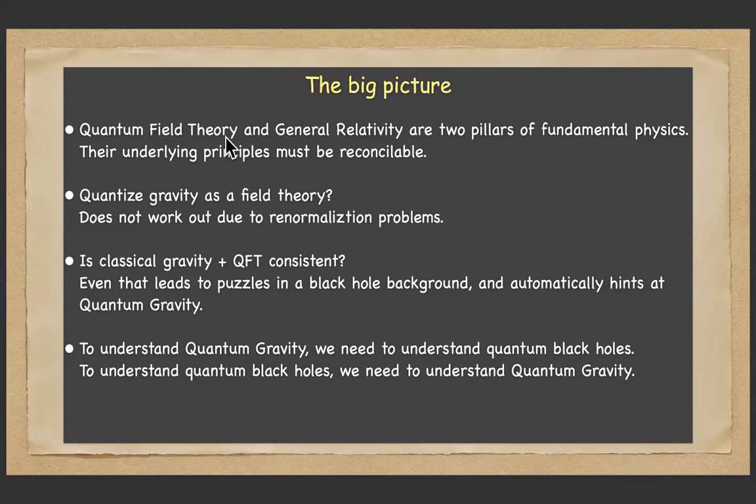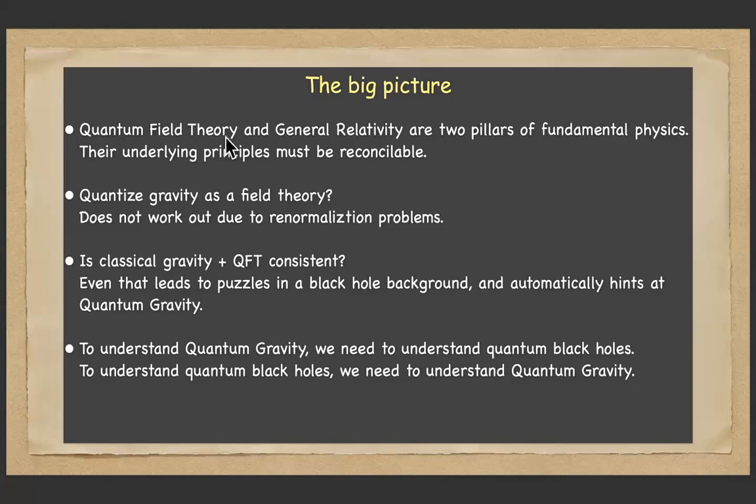Then you can take a step back, and the next best thing you can hope for is to take at least classical gravity, a GR background, and do QFT in that background. Is that consistent? It might seem hopeful because flat space-time is a GR background, and we know QFT works pretty well there. But as soon as you move to black hole backgrounds, you get rather confusing things. So even that doesn't completely work out.